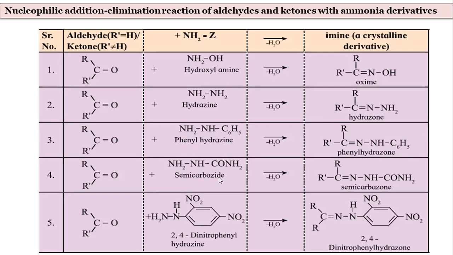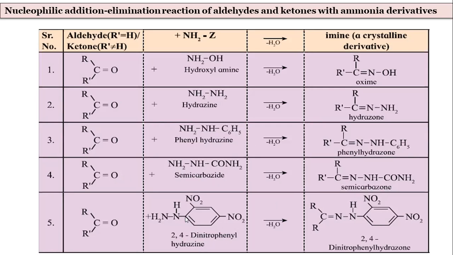Then semicarbazide gives semicarbazone. These two hydrogens and the oxygen, a water molecule, will be removed. So semicarbazide, when it reacts with aldehydes or ketones, forms semicarbazones. And the last one is 2,4-dinitrophenylhydrazine.